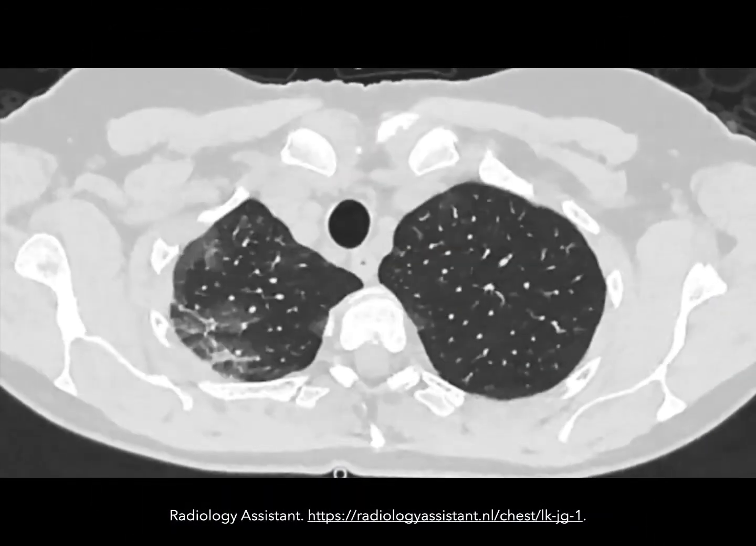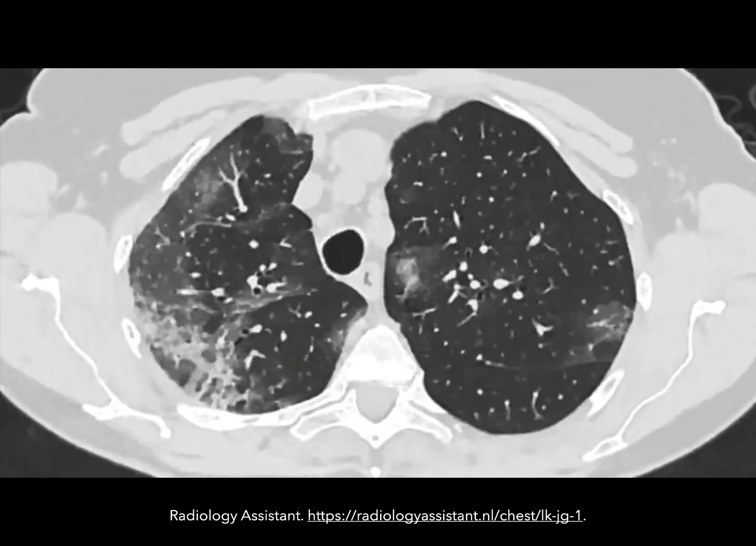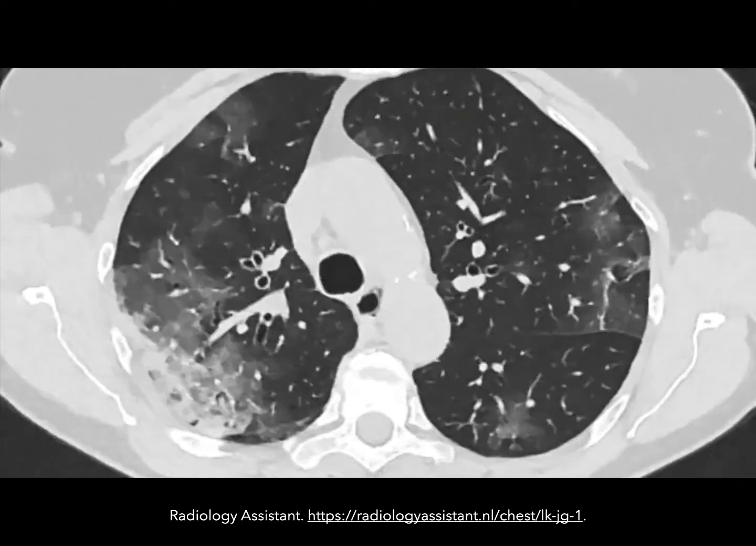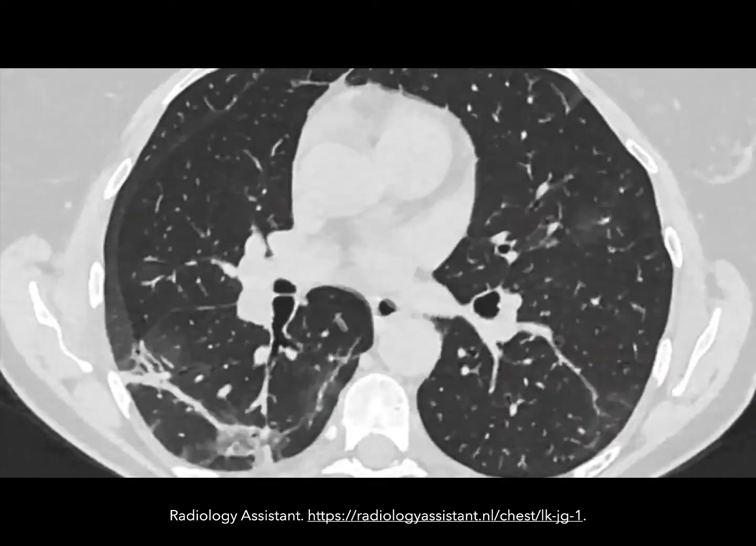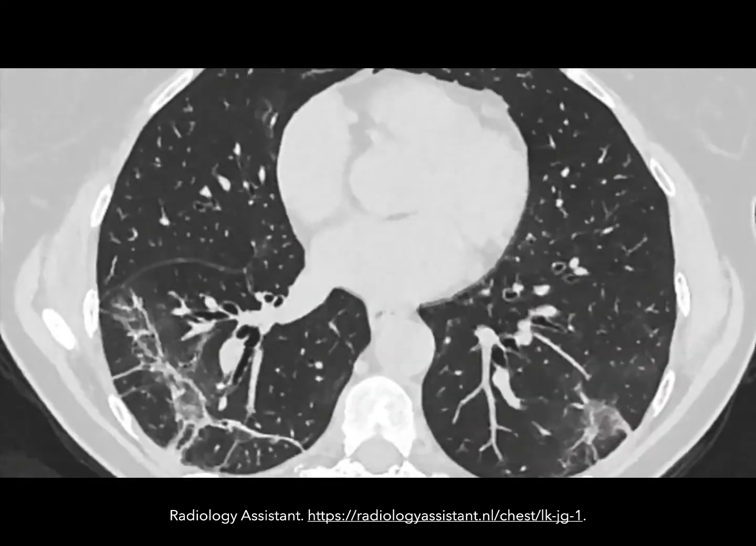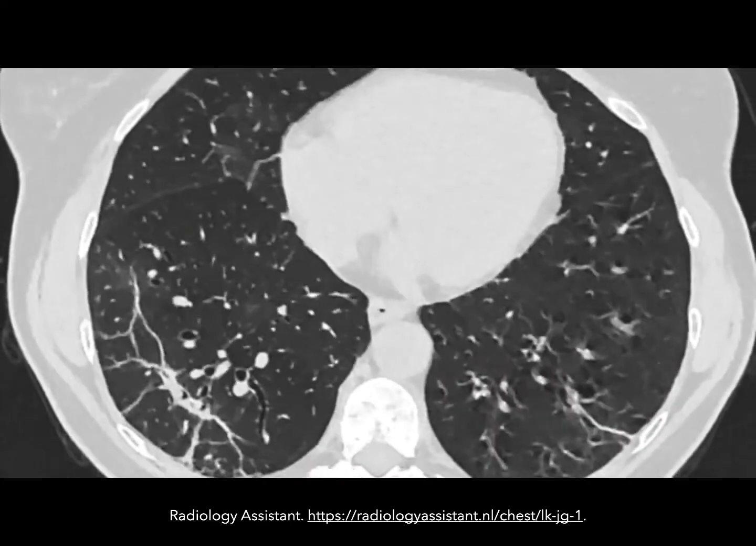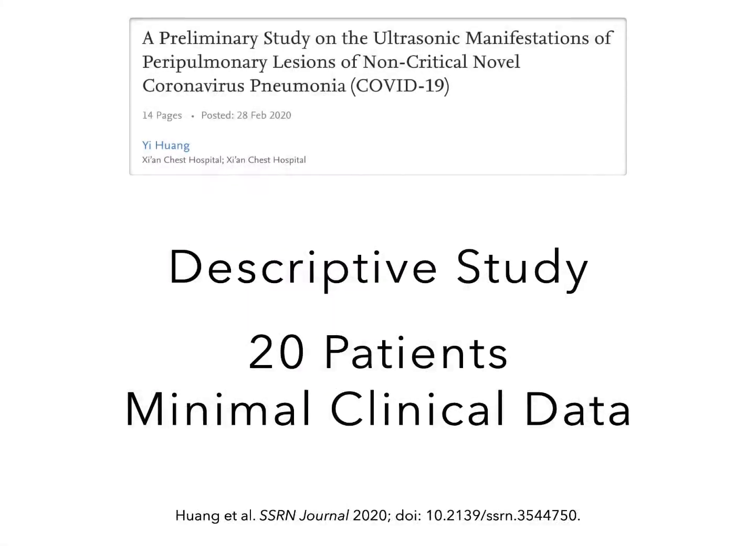And here's the CT scan of a patient with COVID demonstrating ground glass opacities and interlobular thickening. Understanding these radiographic findings will help us better understand the appearance of COVID on lung ultrasound. However, keep in mind this is a topic with minimal evidence at this point in time.